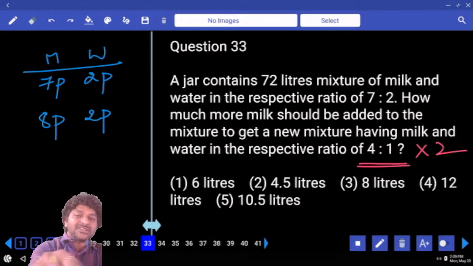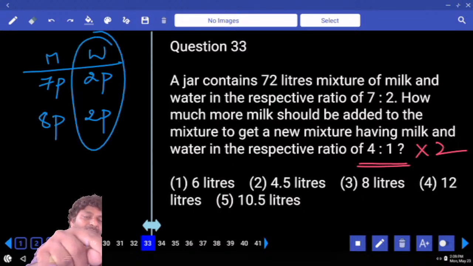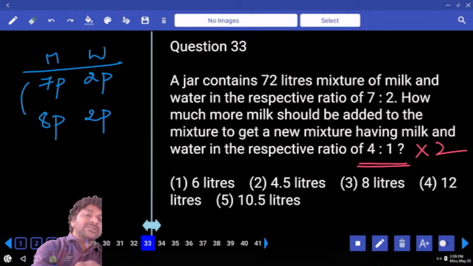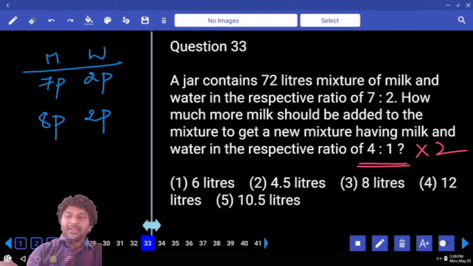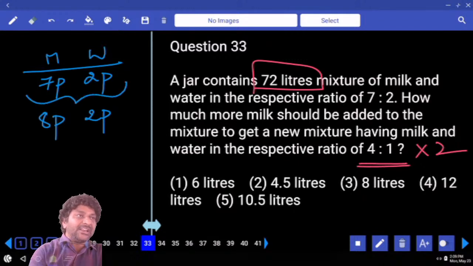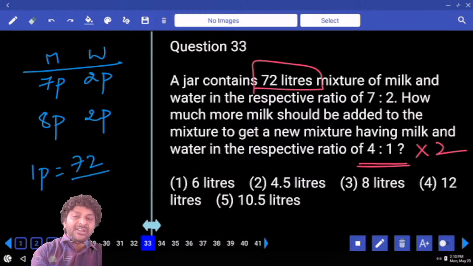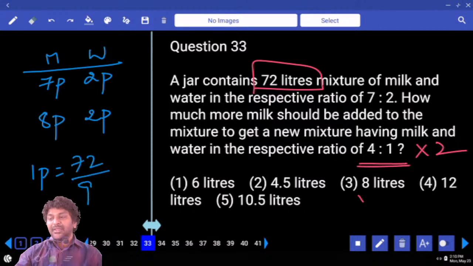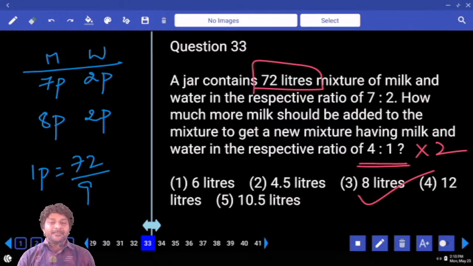According to our condition, we are adding only milk, so water must be constant. How many parts of milk is added? You just need to calculate one part value. The total initial container is 72, which is 9 parts. Then one part value is 72 divided by 9, which is 8 liters. Third option is the answer. So when you are adding something, the other component should be the same in the initial container as well as the final container.